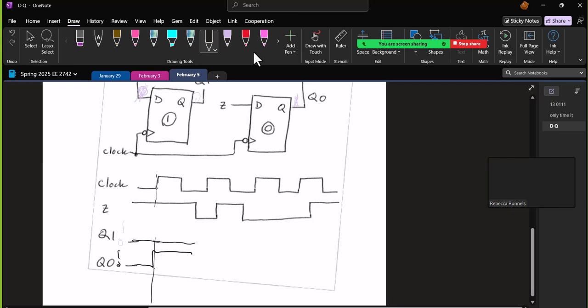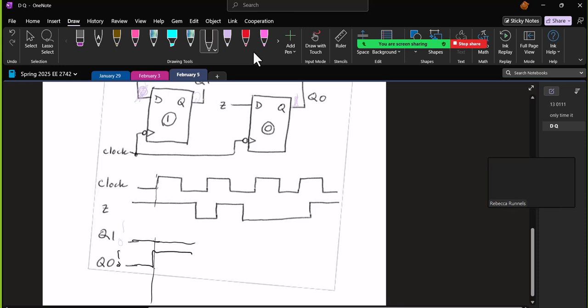Would you say that, objectively, if the input of one D flip-flop is coming from another D flip-flop, it's delayed by a clock cycle? That's exactly correct. That was the whole point of my first problem, to show you how it rippled. It was one clock cycle.